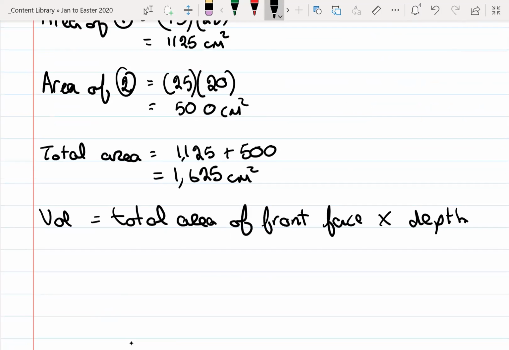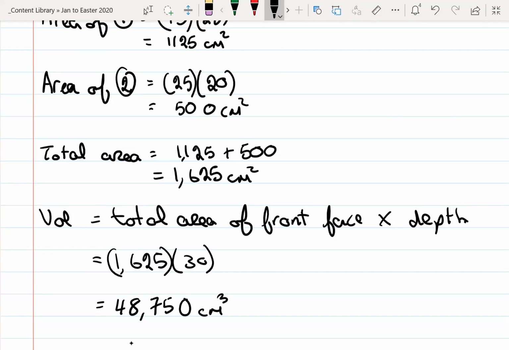You can see now in maths why we like to have shorthand ways of writing these out, because otherwise you just write out big sentences like that. So anyway, the total area is this, and we're going to multiply that by the depth, which was 30. So I'll grab my calculator here. 1625 multiplied by 30 gives me an answer of 48,750 centimeters cubed, because it's volume.